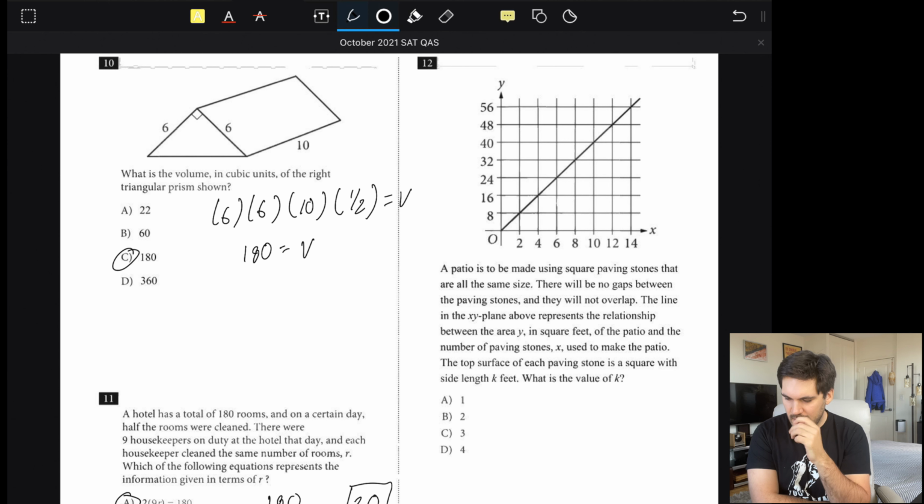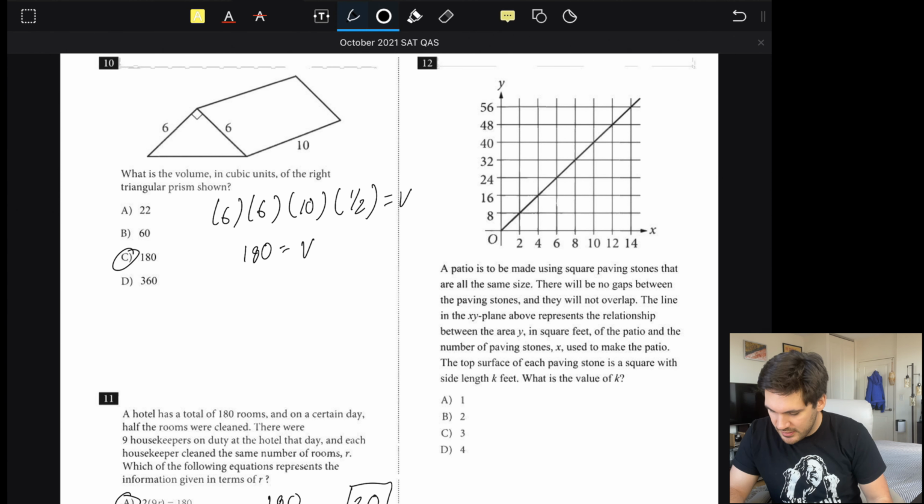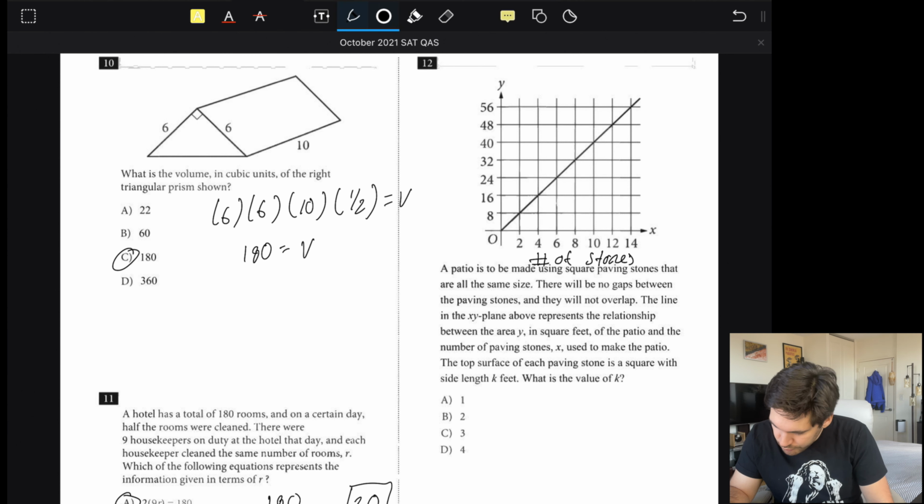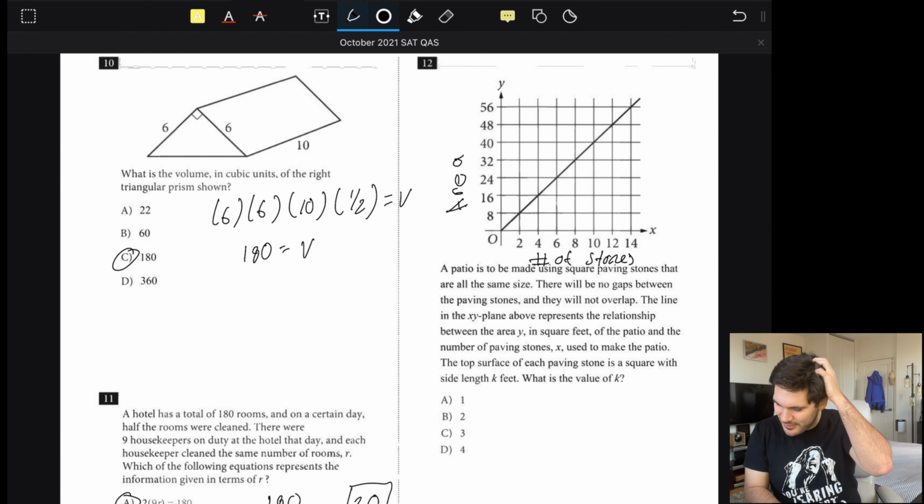Okay, so basically the line represents some stuff. Let's label the axes first, because they didn't do it for us, at least on this test that I'm looking at. So x is the number of paving stones. So this is number of stones, and the y is the area. I'm writing it sideways because I don't want the thing to rotate.